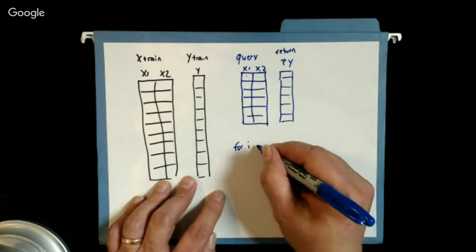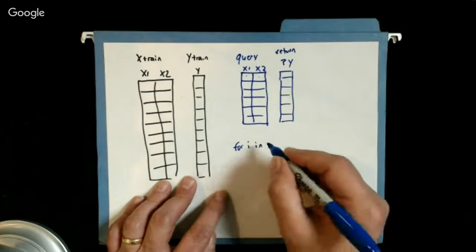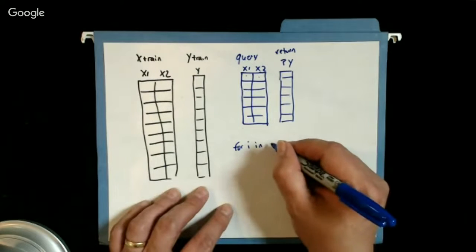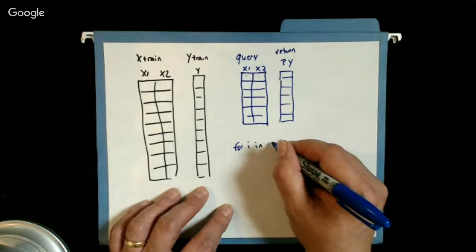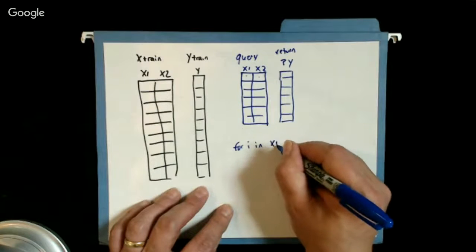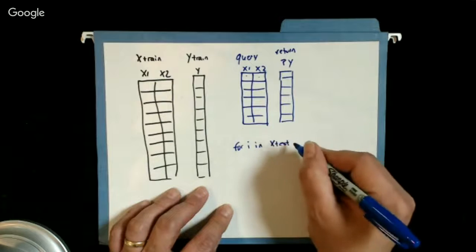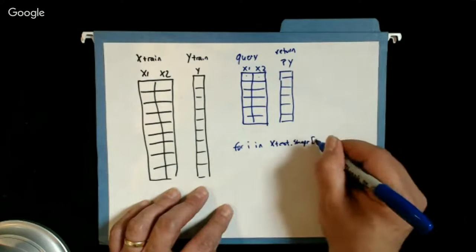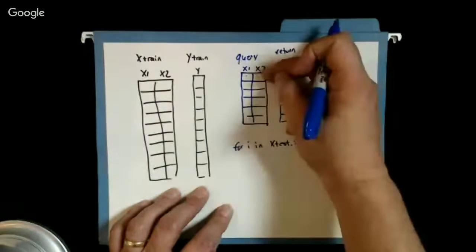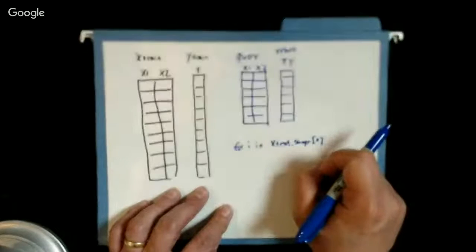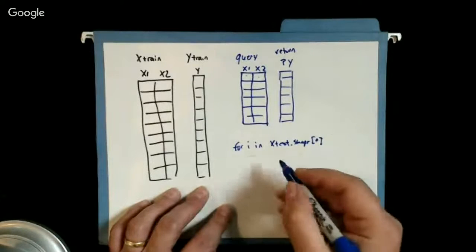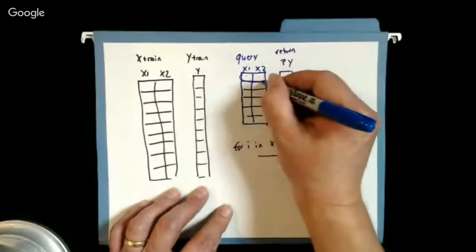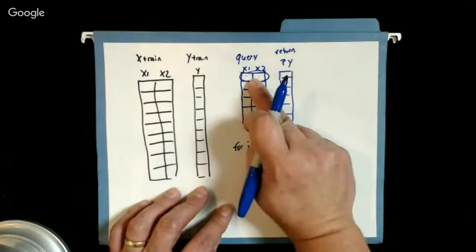All right, so don't get on me about my Python syntax, but it'll be something like x test shape of 0, I think, something like that. Anyways, just how many rows of data we have. Okay, so we'll take the first one, and this is what we do with the first one. So we're going to query this single point.